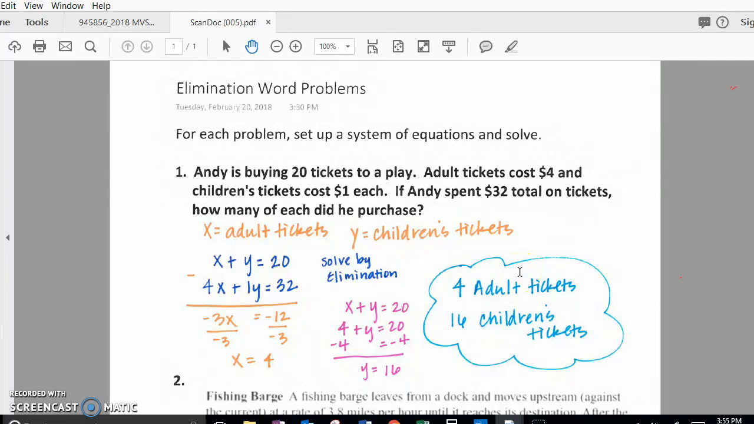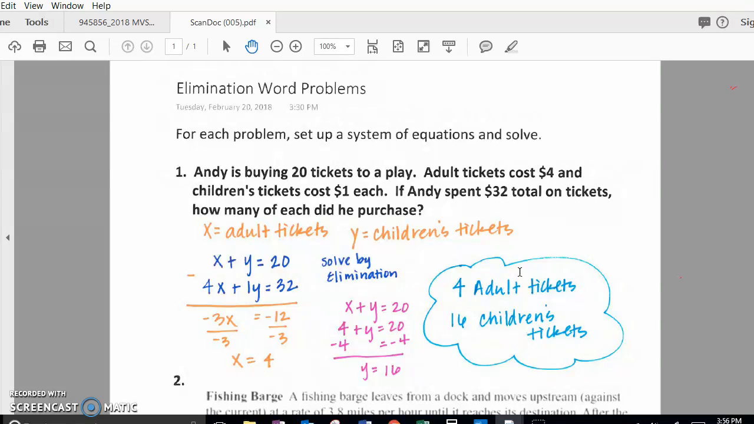Today we're continuing our work with systems of equations, and you're expected to solve them using the elimination method. However, like I was talking about the other day, I'm perfectly okay with you using substitution or the graphing method if you find that to be simpler. Today's focus, though, is on word problems.